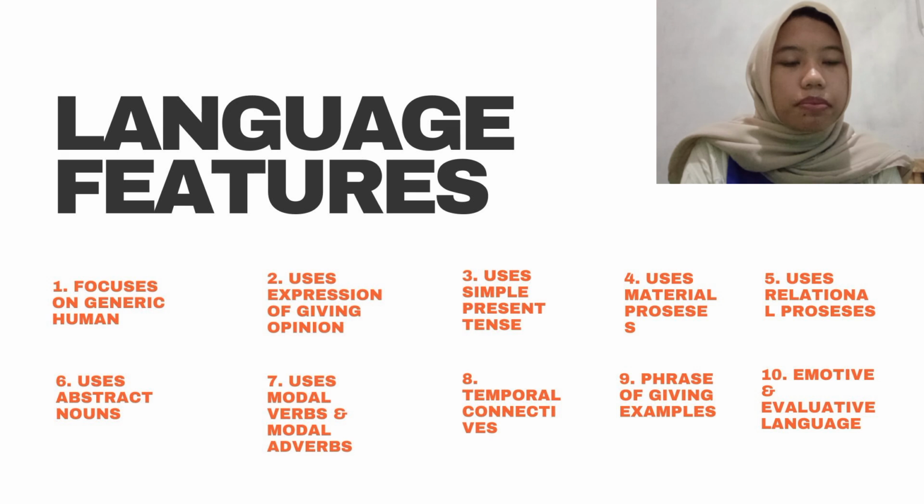E. Use material processes to state what happens. Material processes use action verbs to show activities or actions.